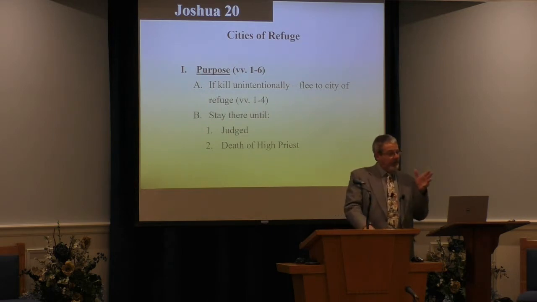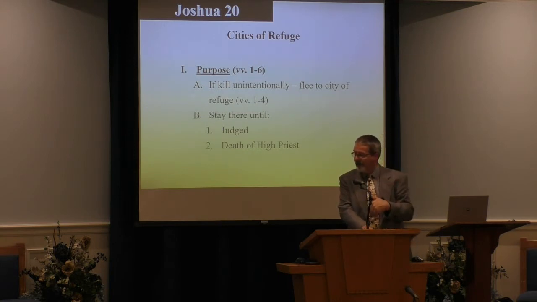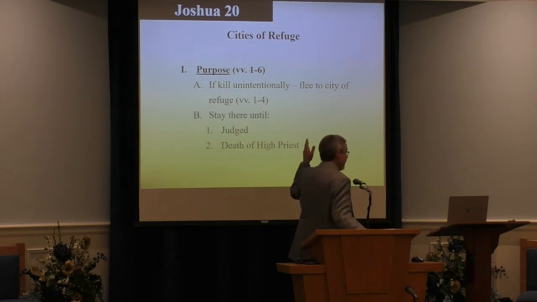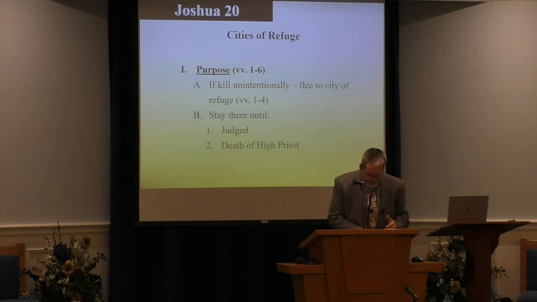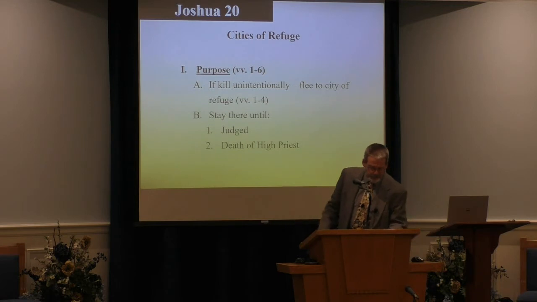In other words, if he killed somebody intentionally, he most likely would lie about that, wouldn't he? And so he could be lying about, I killed a man unintentionally. And so they put him on trial until they judge him and find out if he did this premeditated, then he's going to be punished and be killed himself. But if he's found innocent, and found that he didn't do it intentionally, then he stays there until the death of the high priest in those days.